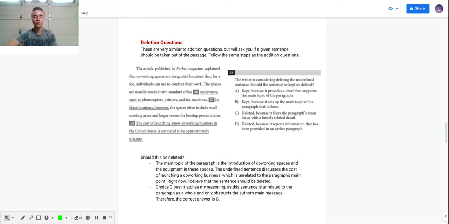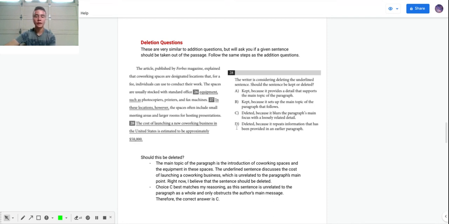The sentence is: the cost of launching a new co-working business in the United States is estimated to be approximately $58,000. This seems pretty off topic compared to the main discussion of just setting up what a co-working space is. It doesn't talk about the cost at all, so that seems pretty off topic. Right now I'm going to say this should be deleted. Let's go right to the answer choices.